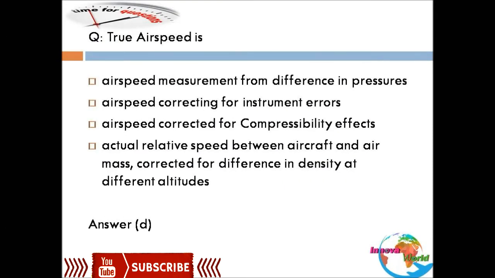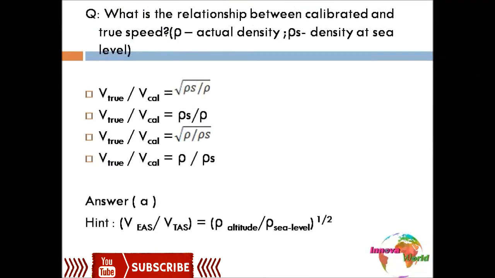And next comes the true airspeed. So true airspeed was the last one. So what we say is the difference in density at different altitudes for altitude air corrections. So the last option is option D. Let's go to the next question.